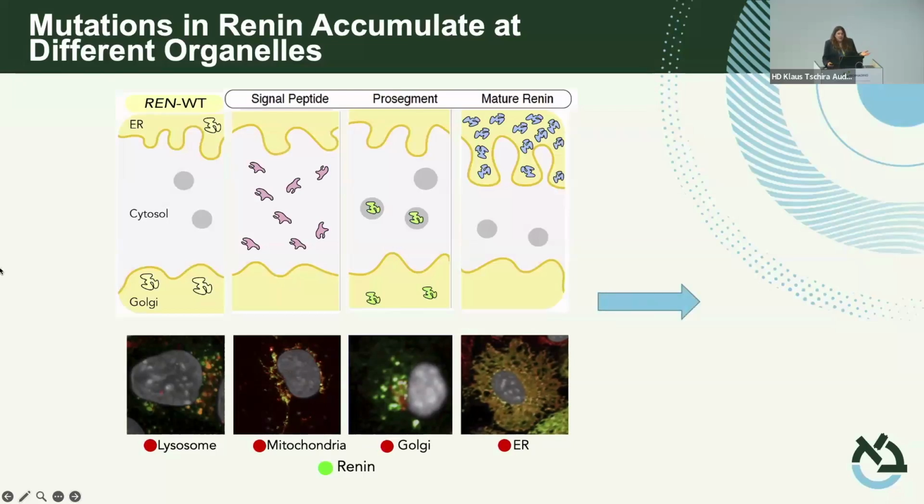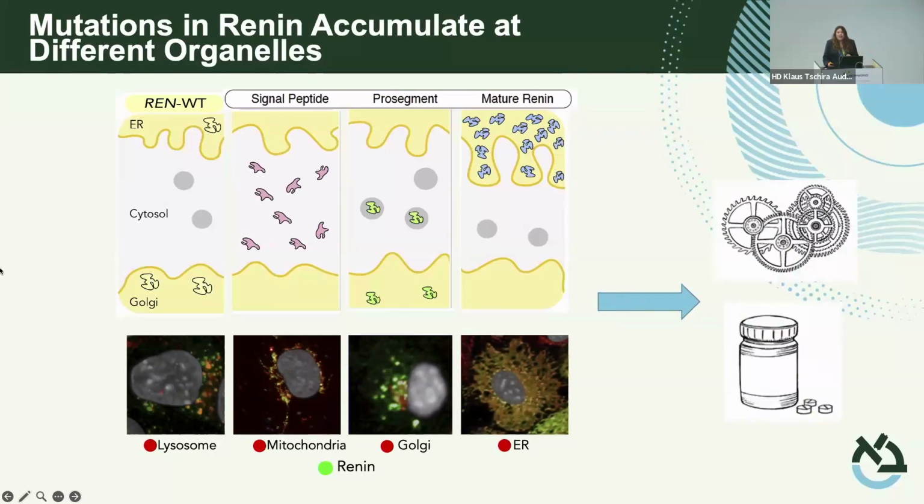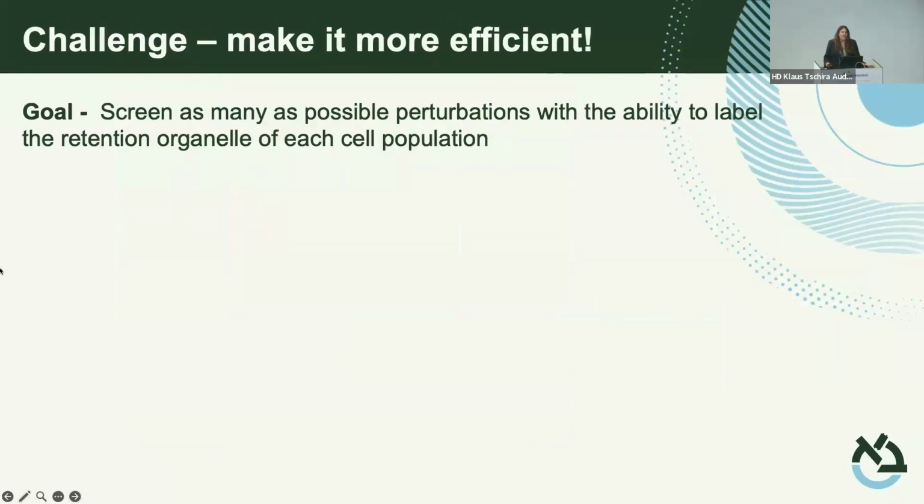So now that they have established this model, they want to see how it works, the mechanism, and do some drug screen, genetic screen. Okay, so what was the challenge? Well, we want to see how we can make it more efficient. We need to screen as many perturbations as possible, with the ability to label the retention organelle of each of the cell population. As each cell type, the mutation will be in a different place, in a different organelle.